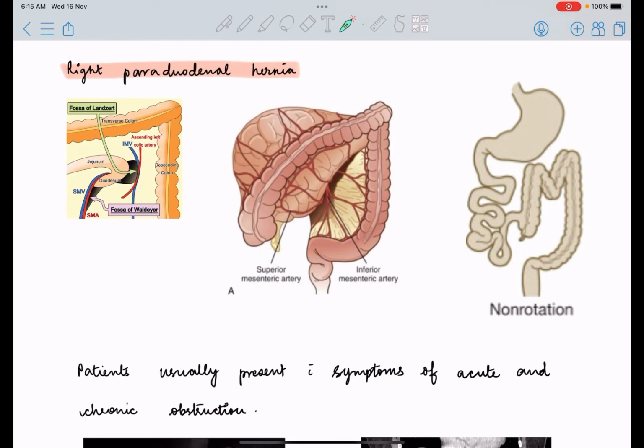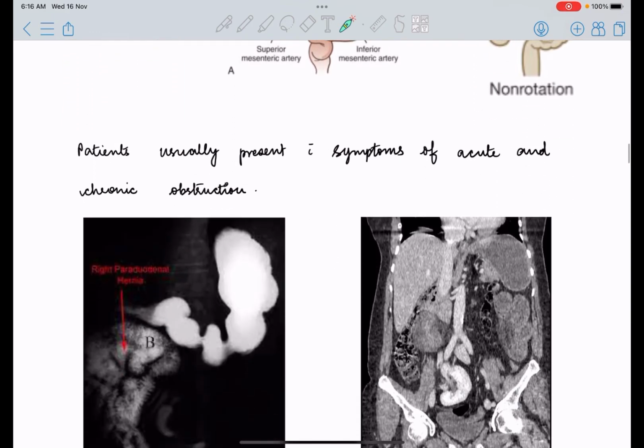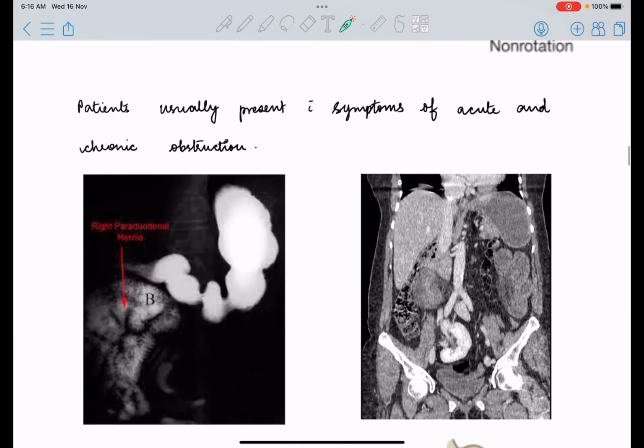In these kinds of hernias, imaging plays an important role. People used to do barium studies before and sometimes even now, but CT scan is obviously the investigation of choice. So we will take a look at how these look in barium meal and also barium follow through and also CT scan.